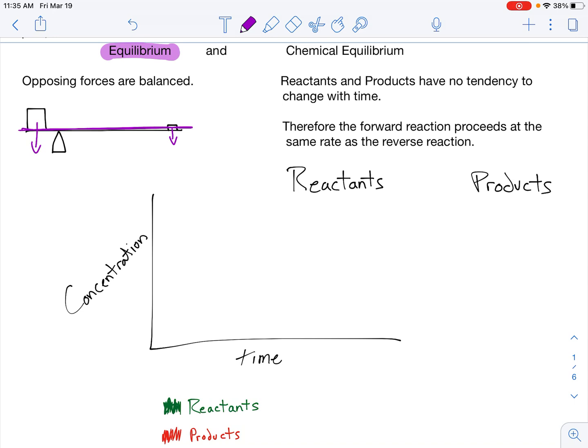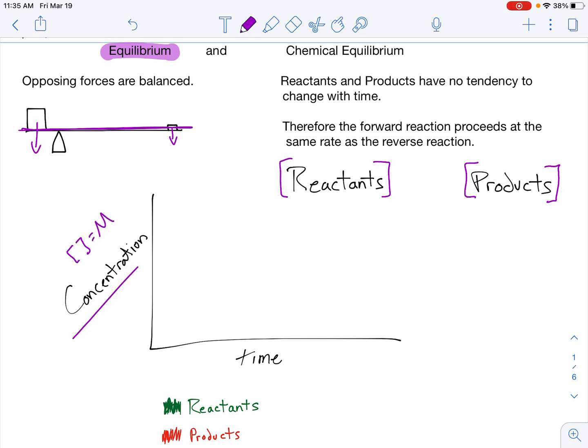Chemical equilibrium says the reactants and products have no tendency to change with time. What that means is that the concentration of your reactants and the concentration of your products are no longer changing. When I look at concentration, remember I'm talking about molarity here, so that's why I'm using the brackets.